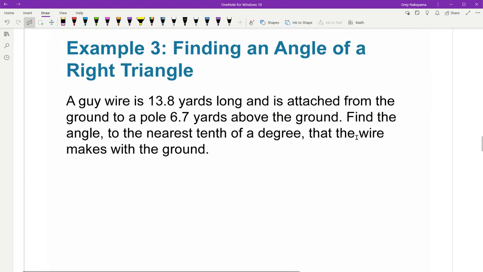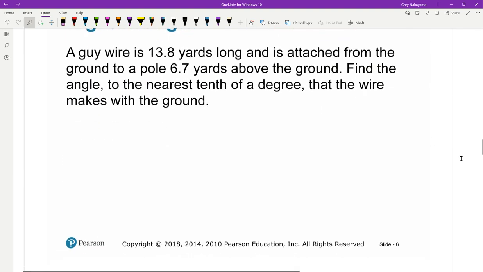Okay, look at this guy. A guy wire is 13.8 yards long and is attached from the ground to a pole 6.7 yards above the ground. Find the angle to the nearest 10th degree that the wire makes with the ground. So, the best way to handle this, y'all, is to draw a picture. The last two problems we had a picture. So you want to start off with drawing a picture.